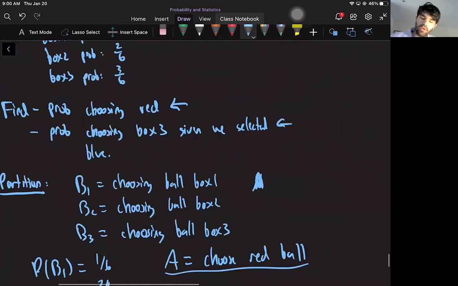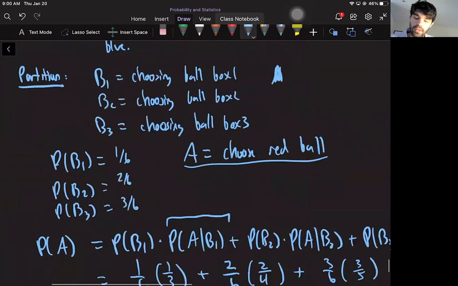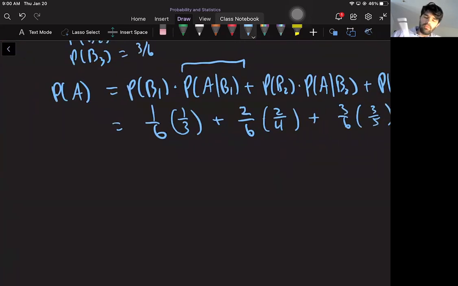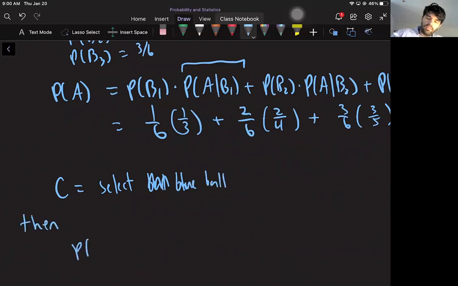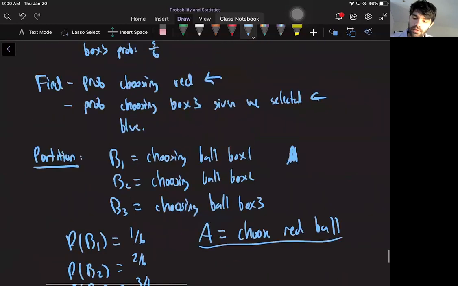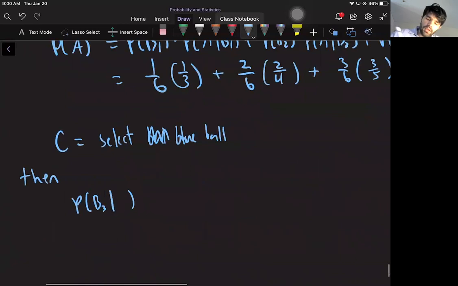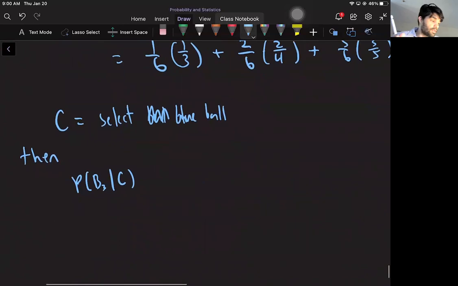So now let's do the second. The probability of choosing box 3, given that we selected blue. Well, I need a name for selecting blue in the first place, so let's call that C. So this is select a blue one. So then what we're trying to find is the probability that we chose bucket, what was it? Bucket 3, box 3, given that we selected a blue ball. And so this is going to be Bayes' rule.